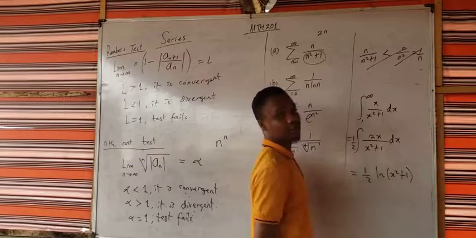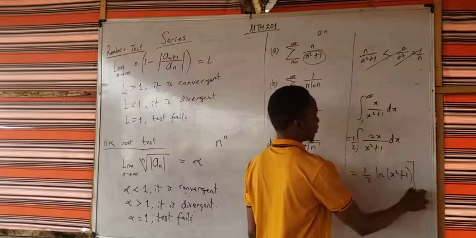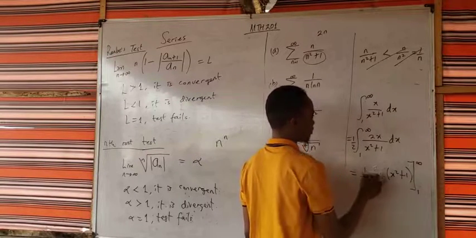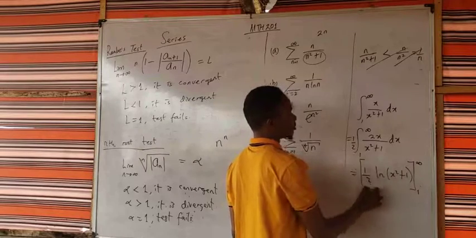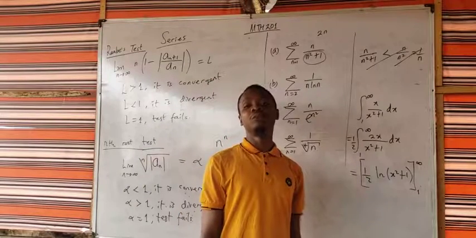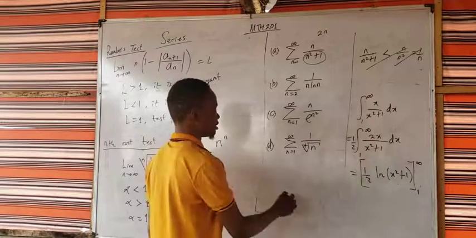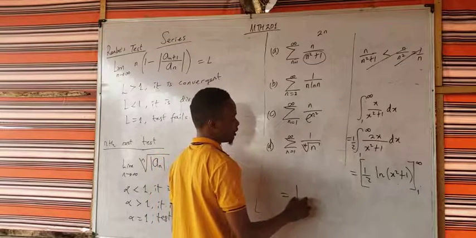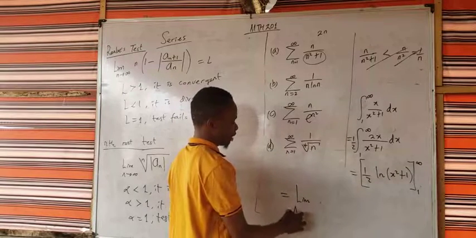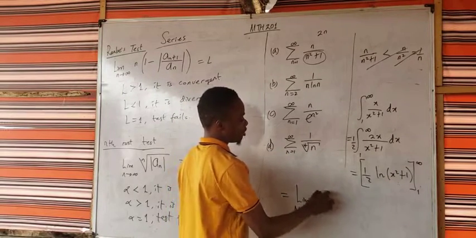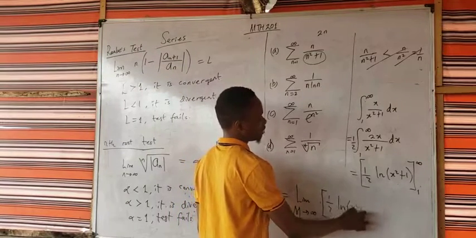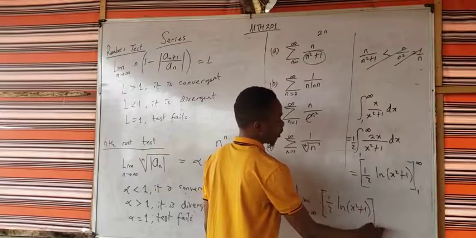Then we are going to run the values from 1 to infinity. If you want to do this, you may not be able to put infinity directly. So what you do is this, please pay attention now. You find the limit, using some number to represent infinity. Let's say the limit as m approaches infinity of 1 over 2 ln of x squared plus 1, from 1 to m.